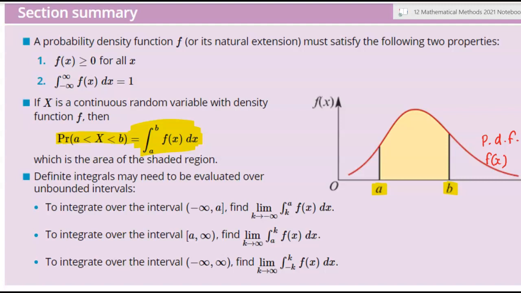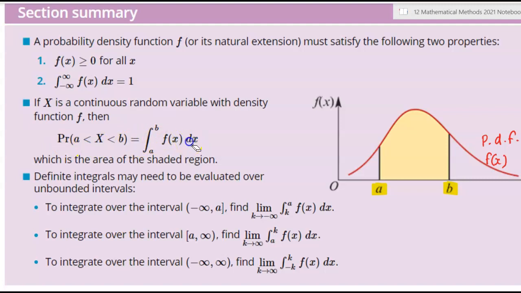So we will often be asking you, if you go and select a quarter pounder, what's the probability of it being somewhere between 0.2 pounds and 0.3 pounds? You would just integrate the PDF between x equals 0.2 and x equals 0.3.